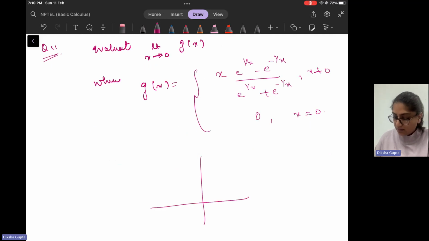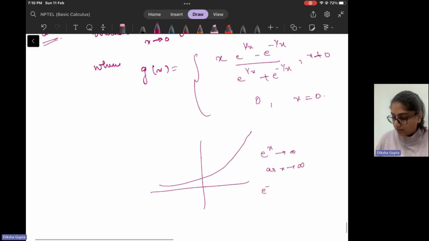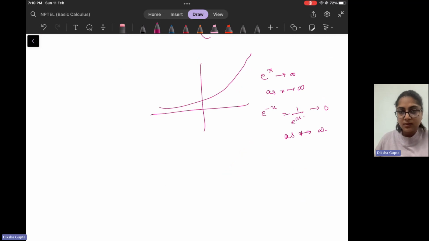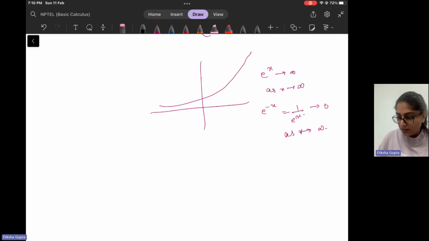So firstly see how the function e raised to power x looks. It goes to infinity as x goes to infinity. And e raised to power minus x, which is 1 by e raised to power x, will go to 0 as x goes to infinity. Keep this in mind and we'll evaluate this function. Okay, so now this is the function. We'll evaluate the left hand and right hand limit.